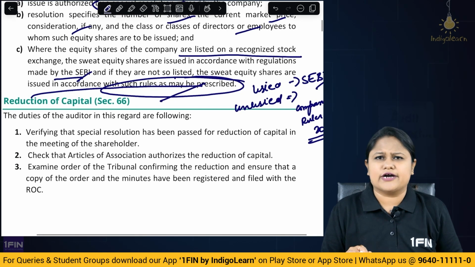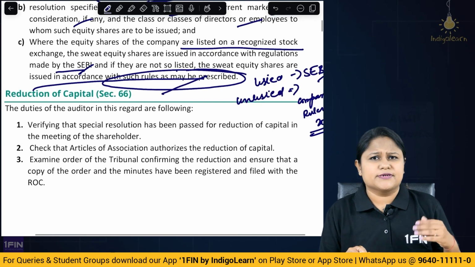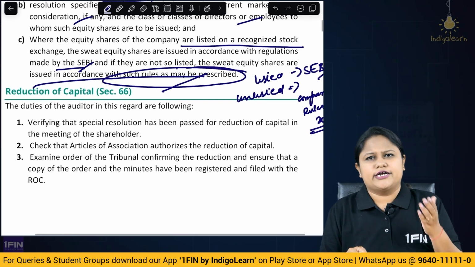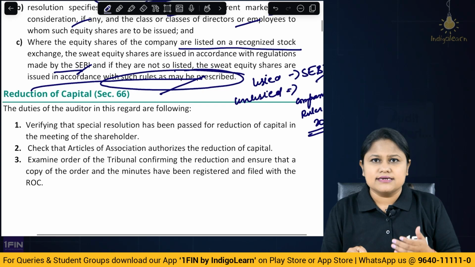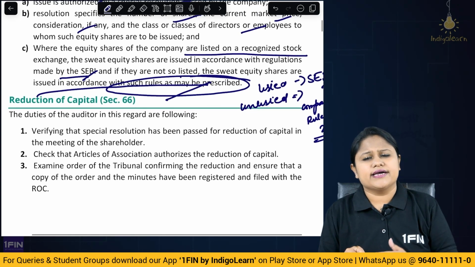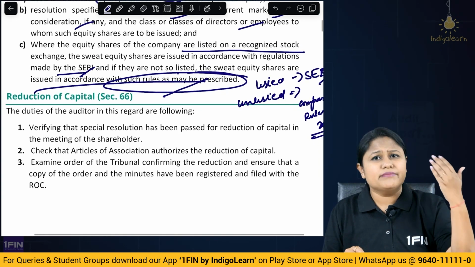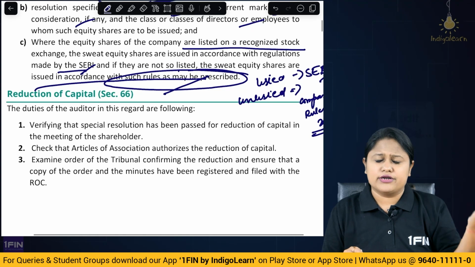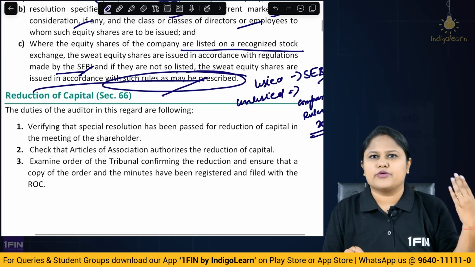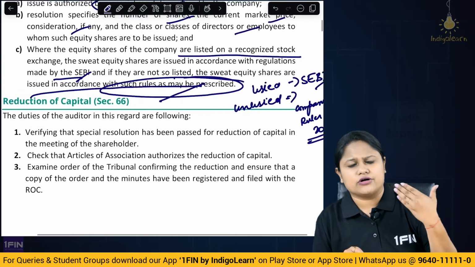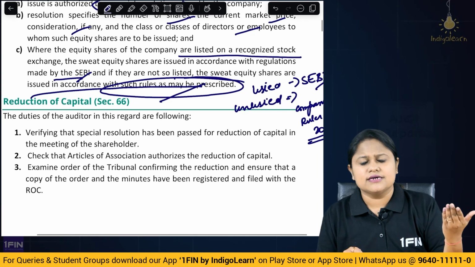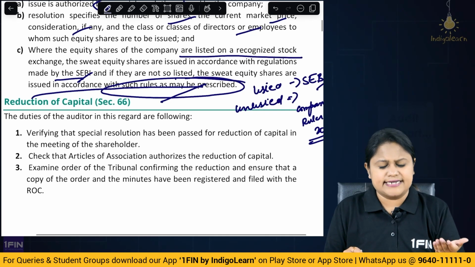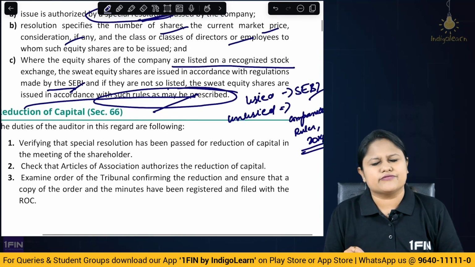Clear? Apart from that, you can add on points of special resolution timeline. What kind of category of employees can get this? Lock-in period of this. Okay. Then what is the maximum limit on the issue of sweat equity for regular companies, for startups? All of that, additional pointers you can add on, file with the registrar the required returns. All of that additionally you can write up, and make a good comprehensive answer for yourself.